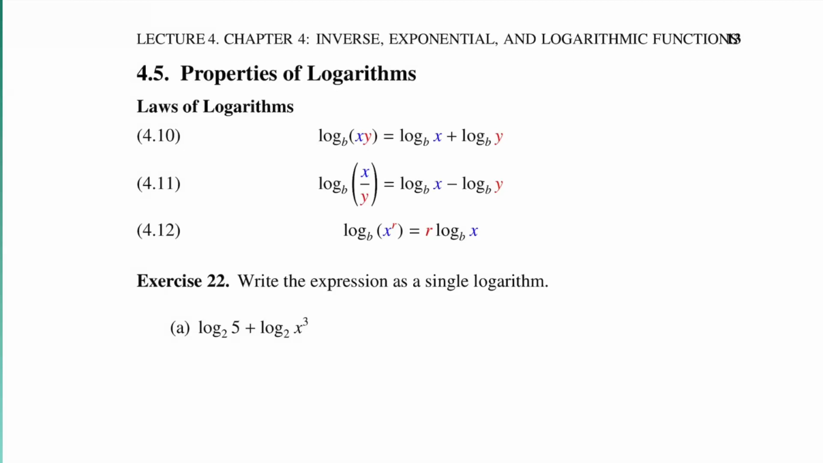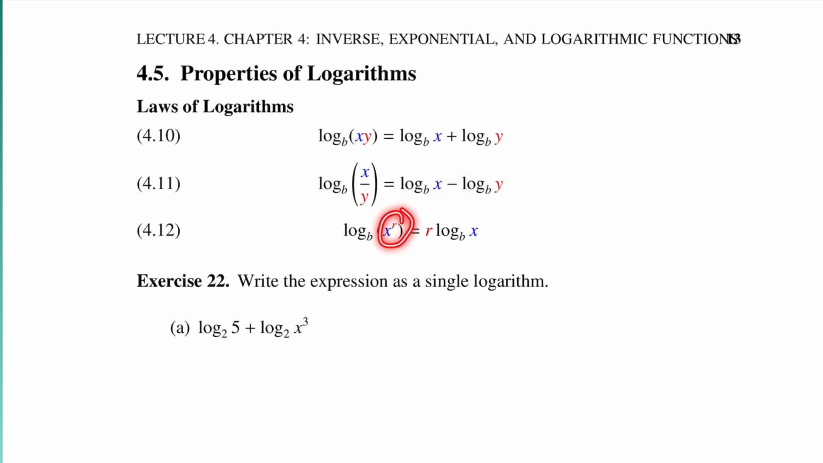Hi, this is section 4.5, properties of logarithms. So we have three properties for logarithms. The first one says that if you have a log with a product, you can expand that by separating the bases into two separate bases and having an addition sign between them. If you're dividing, you separate them with a subtraction.